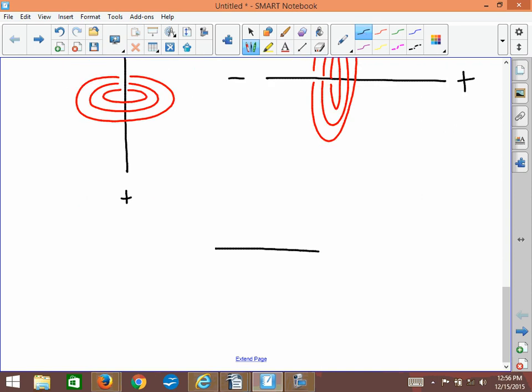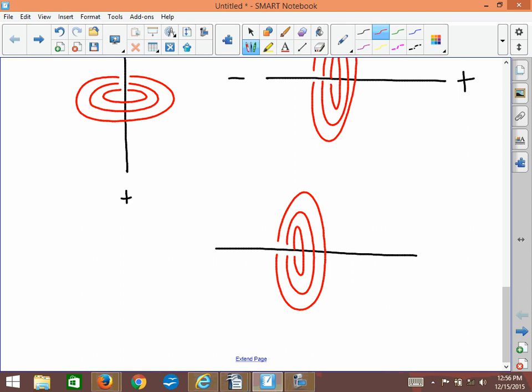This time I'm going to put the current like this, and I'll put the circles. But instead of showing you the direction of the electric current, I'm going to put arrows on here to show which way these guys are actually going.